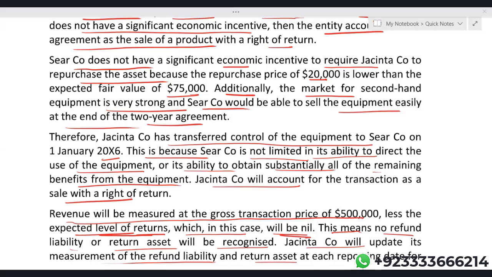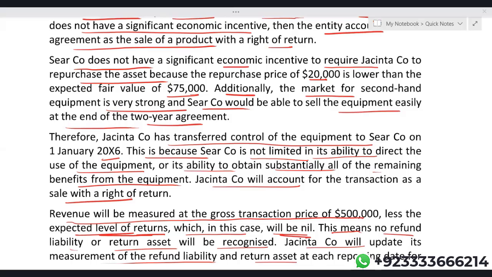Assuming the year of sale has passed, and everything was fine. We have recognized the revenue of 5 lakh. Now, the second year has started, and let's say by the end of the second year, we have come to know that the second-hand value is very low, and it is quite obvious that the customer is going to ask us to pay $20,000. So it's okay.